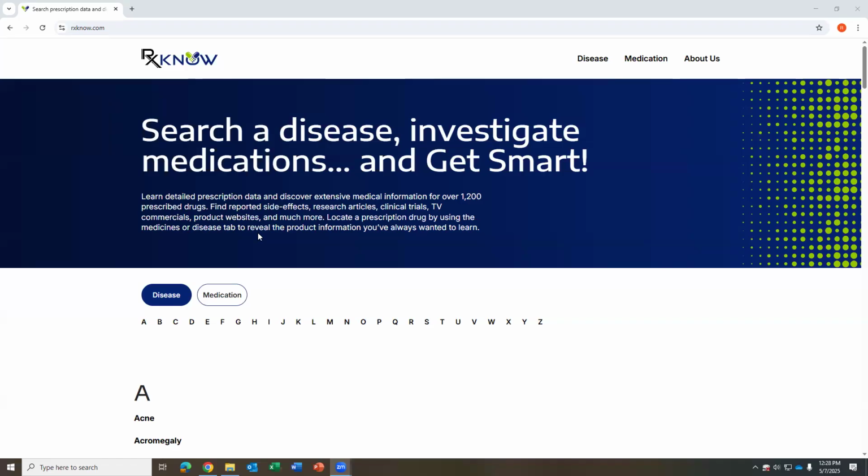Since launching RxKnow, we've had an incredible amount of activity as people look up different diseases and medications. I'm going to do a tutorial right now on this, and we'll do it specifically for weight loss.